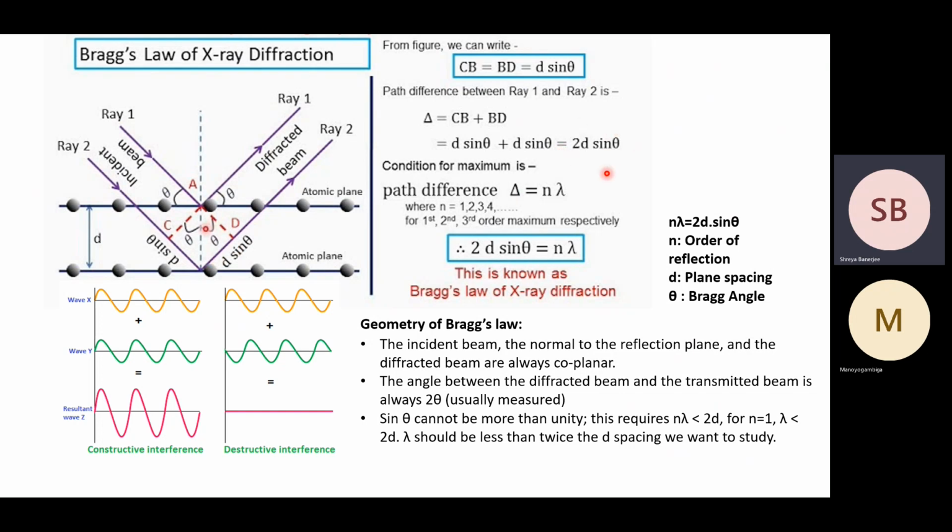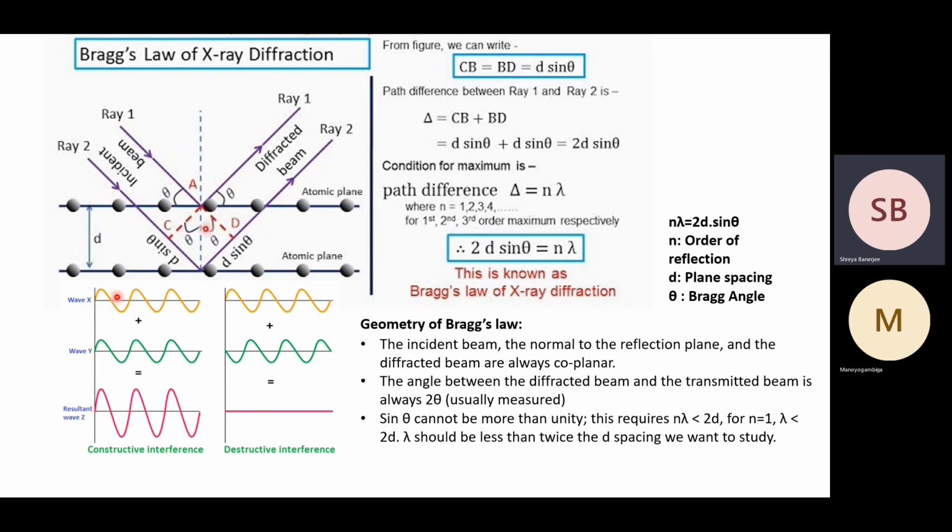Now, if this 2d sine theta is an integral multiple of the wavelength, then this diffracted ray 1 and diffracted ray 2 will have constructive interference. So what is constructive interference? Here you have two waves, X and Y.